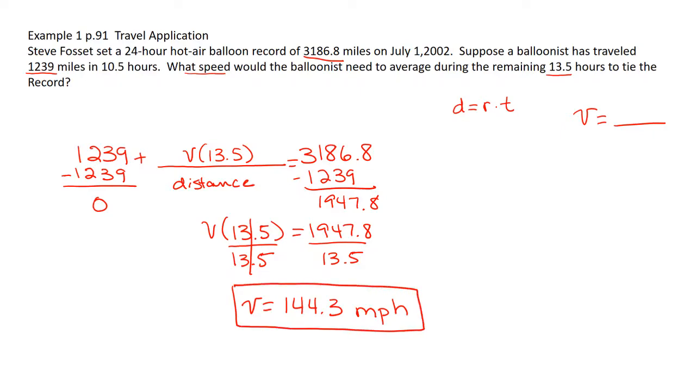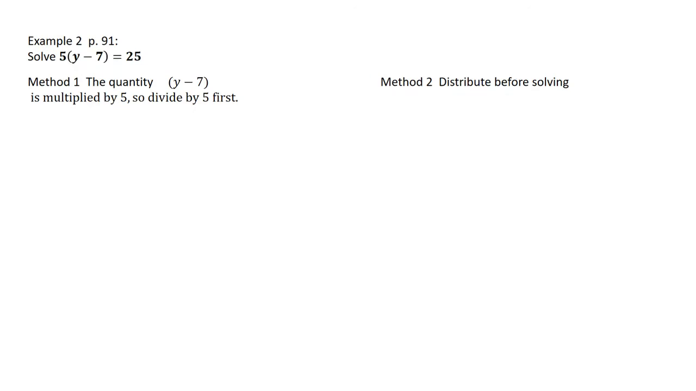All right, let's look at a different problem. Our next problem is example 2 on page 91. And there's many different ways you can solve these equations. I'm going to show you two methods. The first method is when we have our problem, 5y minus 7 equals 25. One way we can solve this is divide both sides by 5 first.